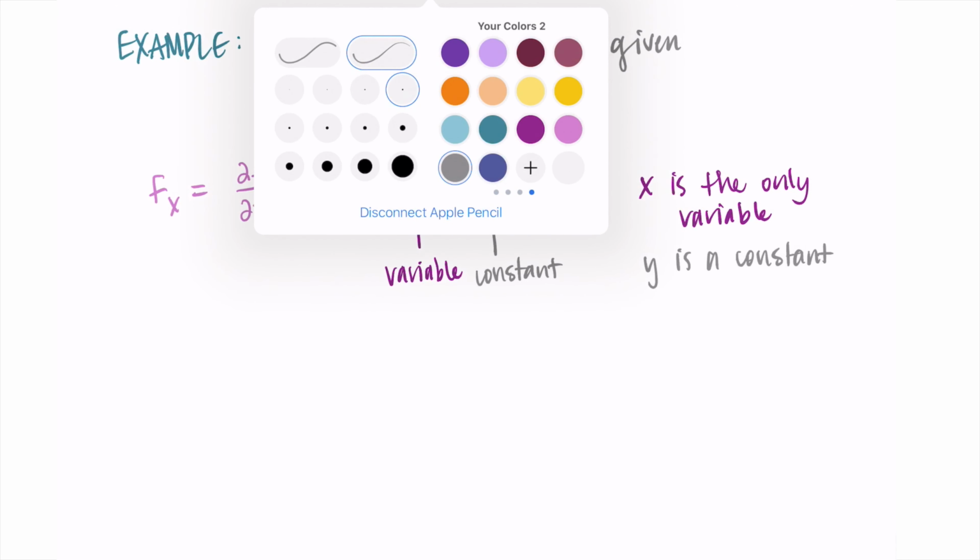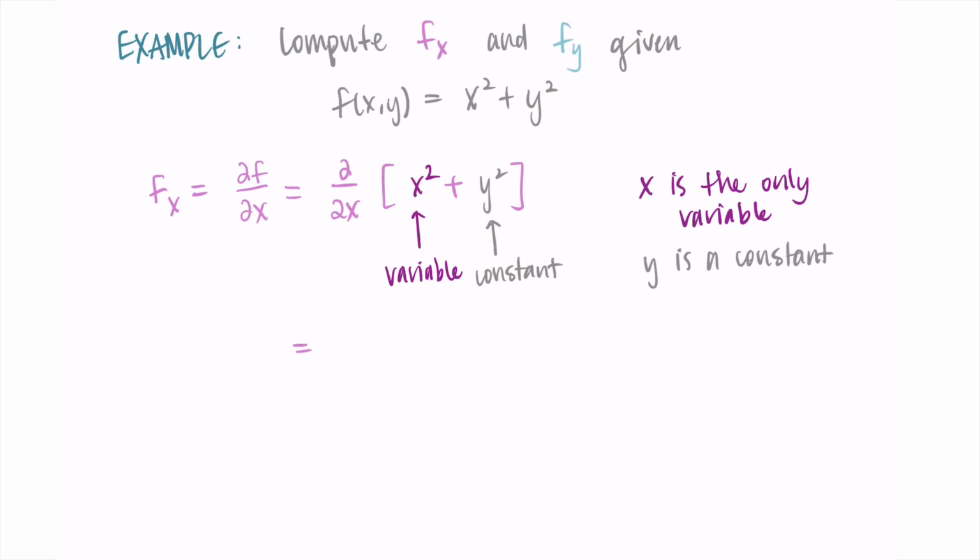So what we do is we evaluate the derivative. We do the derivative of x squared. X is the variable, so the 2 comes in front, and we have 2 times x. That's power rule. Then the derivative of a constant is just 0.